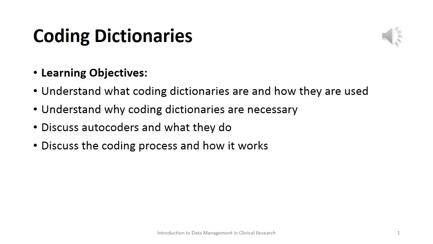So we have a couple of learning objectives that we want to go over. First of all, we want to understand what coding dictionaries are and how they're used. We want to understand why coding dictionaries are necessary, and we want to discuss autocoders and what they do. And we also want to discuss the coding process and how it works. This will get you oriented to how to use these coding dictionaries and what they're used for and what their importance is.